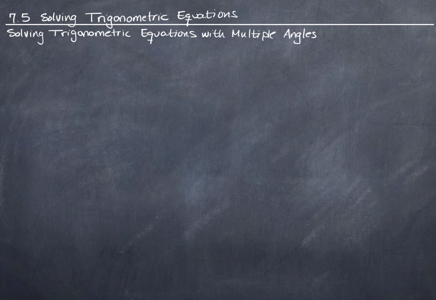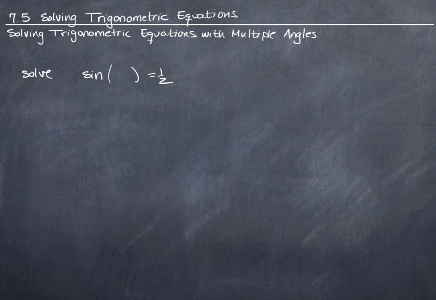This is a very short section called solving trigonometric equations with multiple angles, and it's the multiple angles part that's important here. An example would be to solve something like: solve sine of 3 theta equals a half. And when I say multiple angles, I mean this.